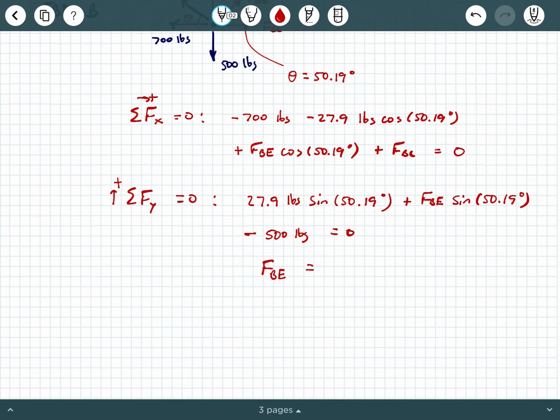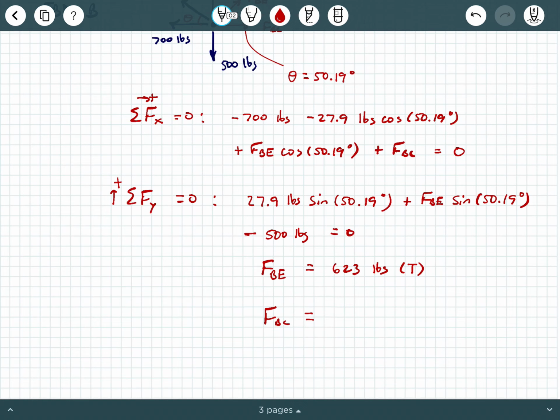So FBE is going to equal the following. We're going to have 500 minus 27.9 times the sine of 50.19, and then divided by sine of 50.19. And so I get FBE equals 623 pounds in tension, okay? And then we can substitute FBE into our x equilibrium equation and get FBC. So let's see what we get for FBC now.